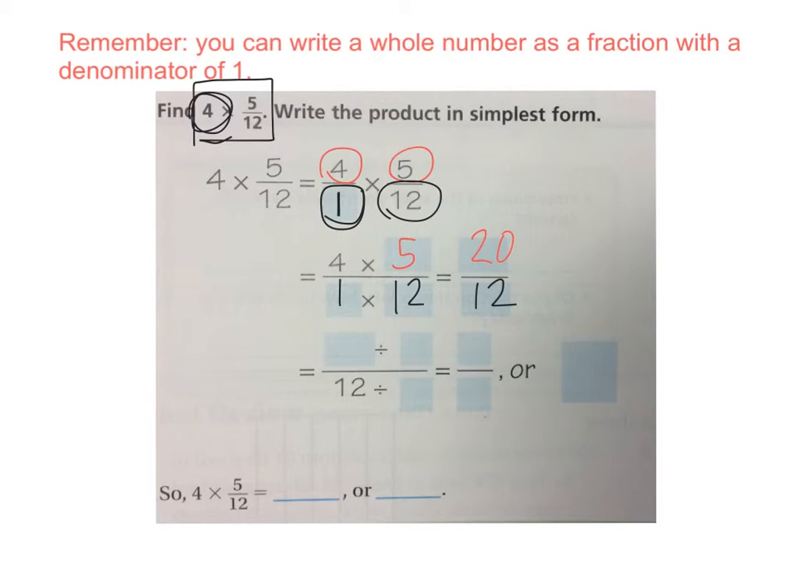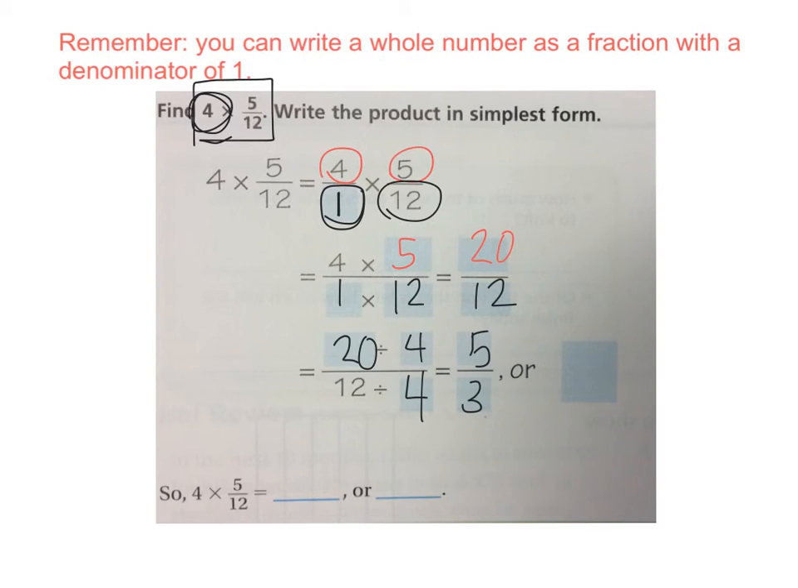is my answer 20 over 12 in simplest form? No, because 20 and 12 can both be divided by what factor? Siddharth? 4. Okay. So I can divide 20 over 12 by 4 over 4, which is a special version of what number? 1. So 20 divided by 4 is? 5. And then 12 divided by 4 is? 3.